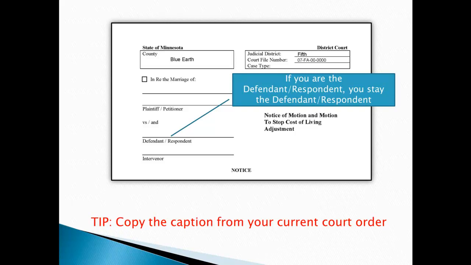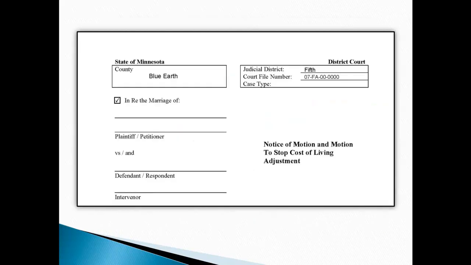If you have a copy of your current child support order with you, you can copy this information from that order. If your child support order is from a divorce decree, then you can check the box for in re the marriage of at the top of the caption. If you were never married to the other party, these forms are still the correct forms to use. Just don't check the box at the top.